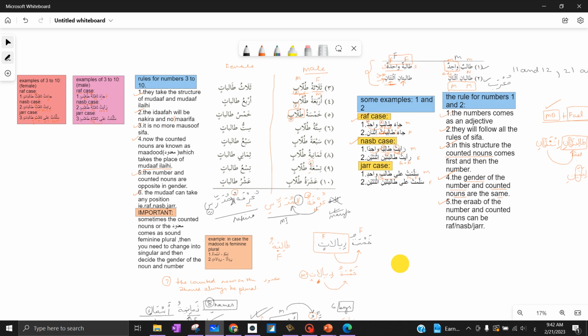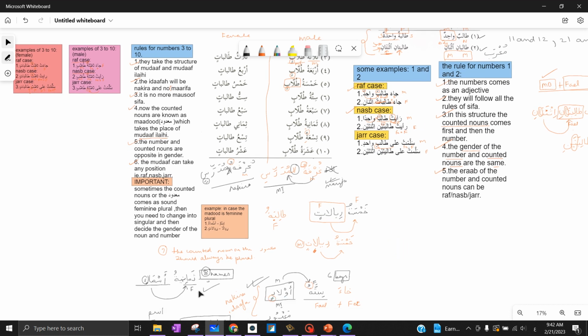And please remember the tricks that we do here. First write the counted nouns and then go for numbers. Leave the space for the number and first write the counted noun, then decide the number. So you will never make the mistake whenever you come across Arabic numbers. So Alhamdulillah, we completed the number rules from 1 to 10 now, and inshallah I'll come again with another video for the number rules from 11 to 12 and then 13 to 20 in a separate video.